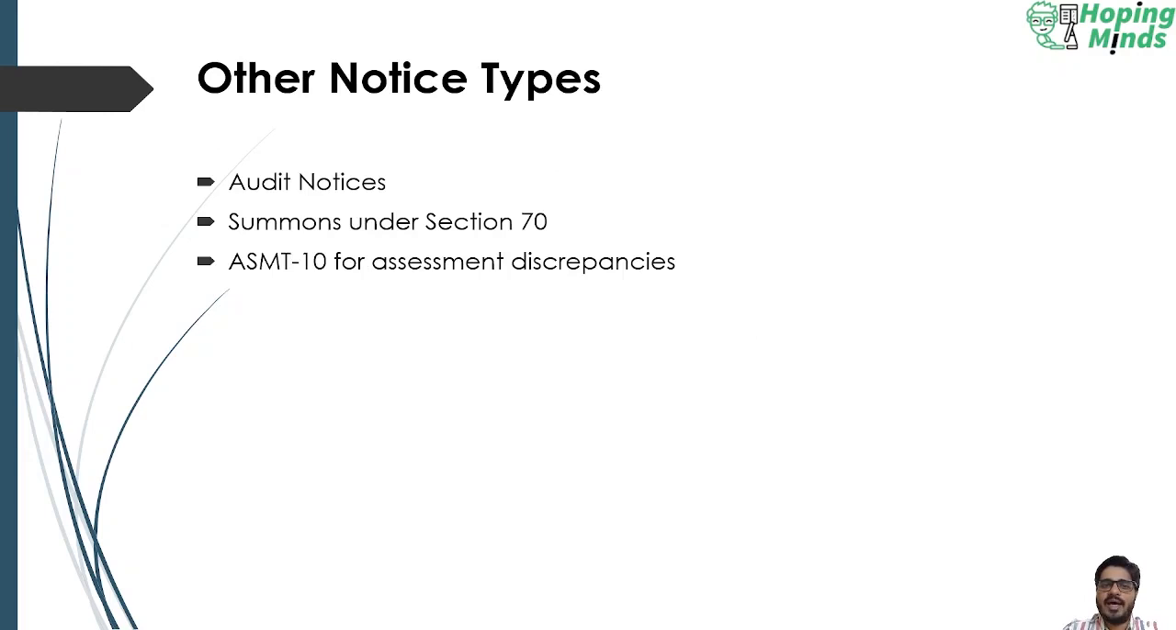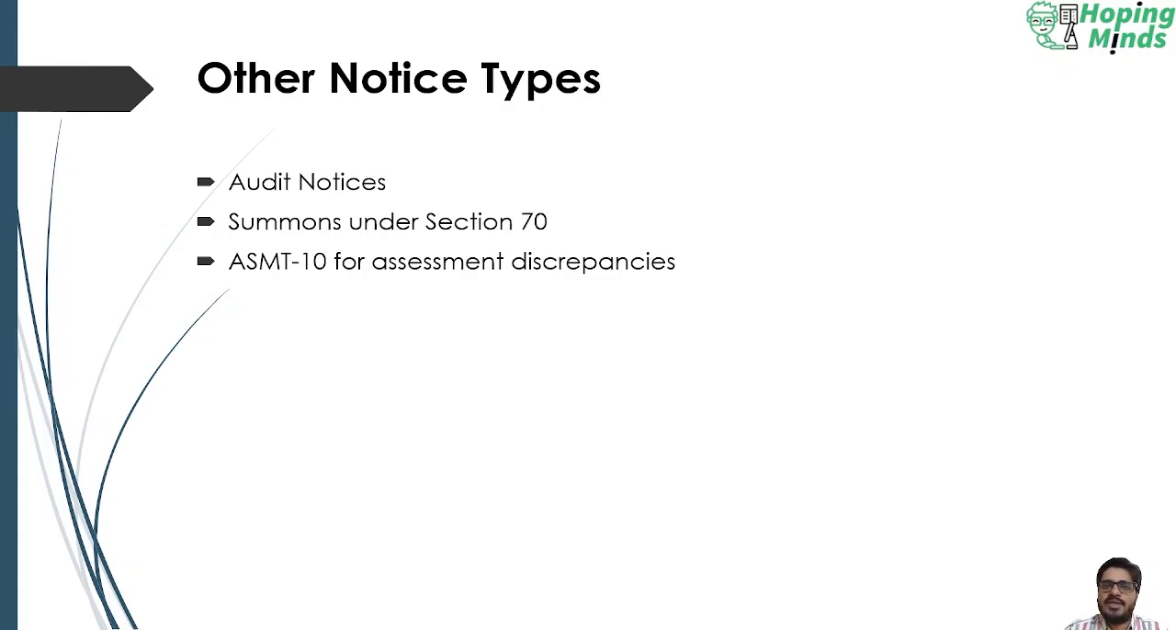Other types of notices are audit notices. Audit notices will be issued to the taxpayer in form GST ADT 01, 15 days prior to the start of audit.